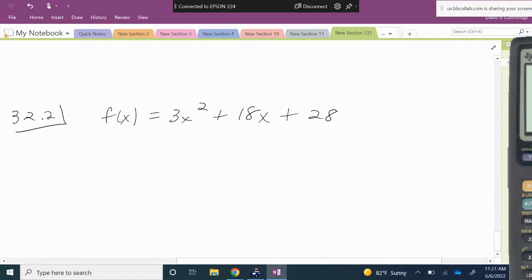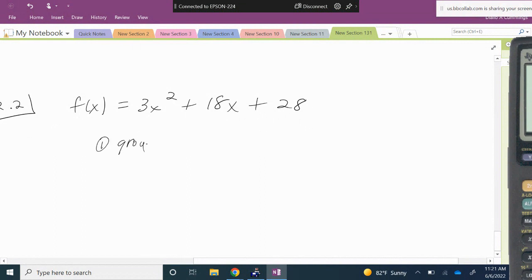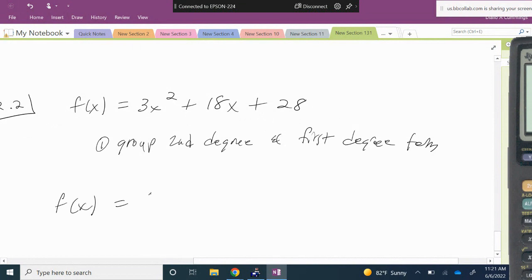All right, so we're going to follow the same steps we followed previously, but we have to be a little bit more careful. I want to group the second degree term and the first degree term. So I'm going to put some steps. Group second degree and first degree terms. So 3x squared plus 18x plus 28.